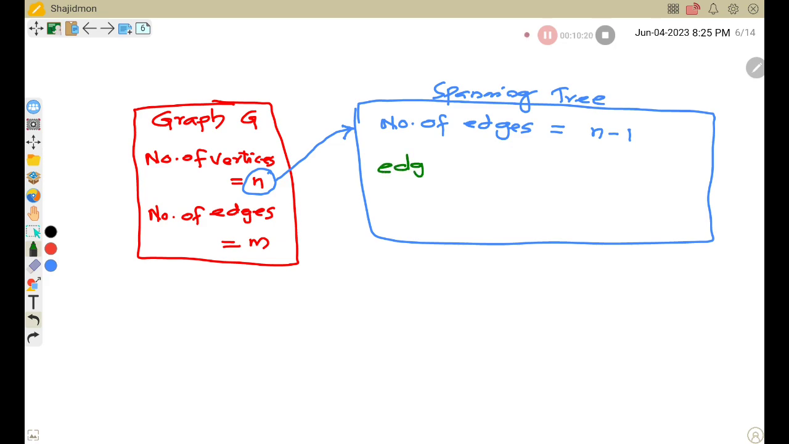Okay, so number of edges removed from graph G equal to m minus n plus 1. M means number of edges of the graph G, minus n means number of vertices of the graph G, plus 1. I hope you understood these two rules. For a spanning tree, always keep these two rules in mind: number of edges equal to n minus 1, and number of edges removed from the graph G equal to m minus n plus 1. Hope you understood that one.